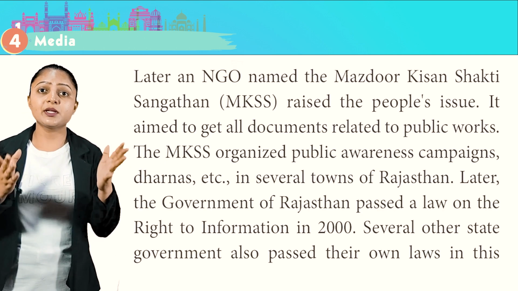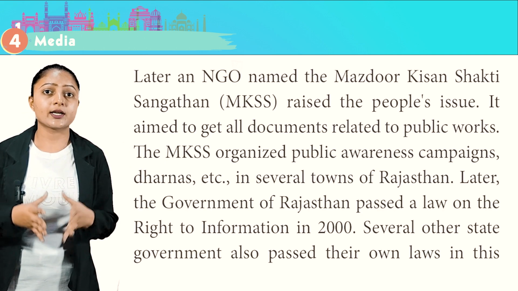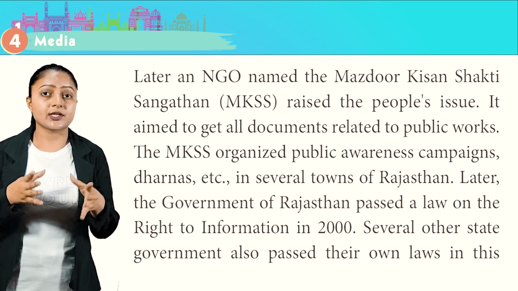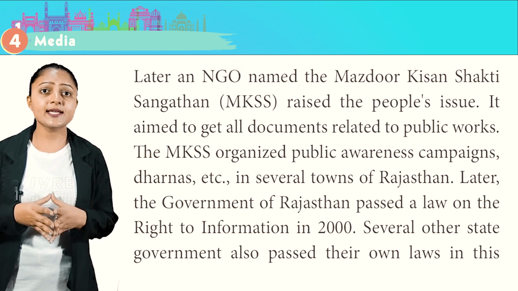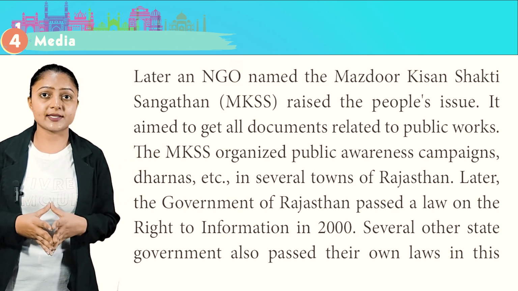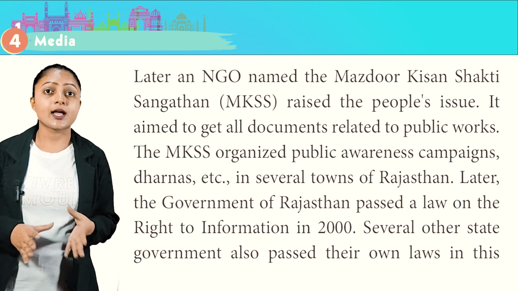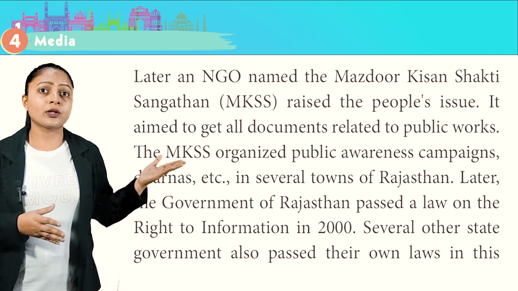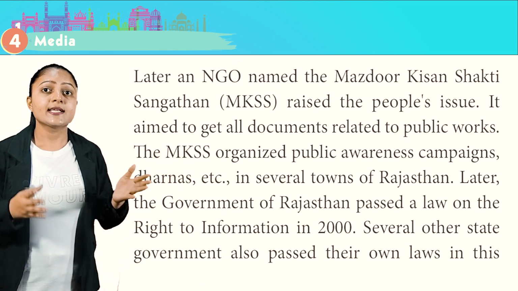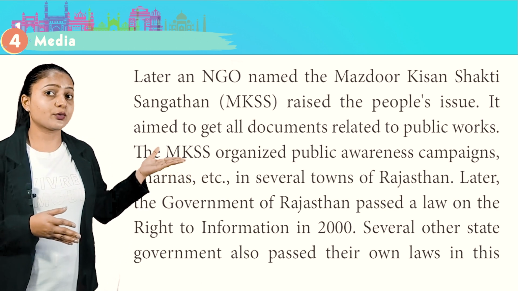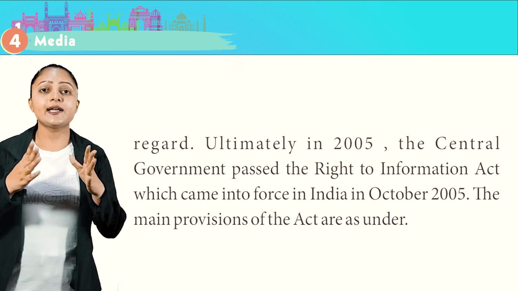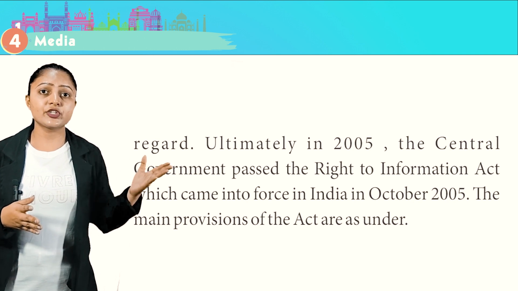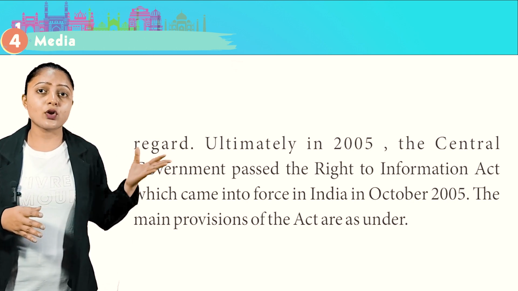Later, an NGO named the Mazdoor Kisan Shakti Sangathan (MKSS) raised the people's issue. It aimed to get all documents related to public works. The MKSS organized public awareness campaigns, dharnas, etc. in several towns of Rajasthan. Later, the government of Rajasthan passed a law on the right to information in 2000. Several other state governments also passed their own laws in this regard. Ultimately, in 2005, the central government passed the Right to Information Act, which came into force in India in October 2005.